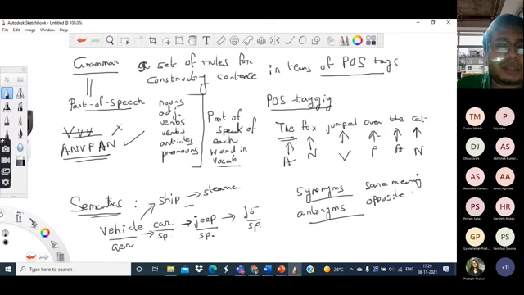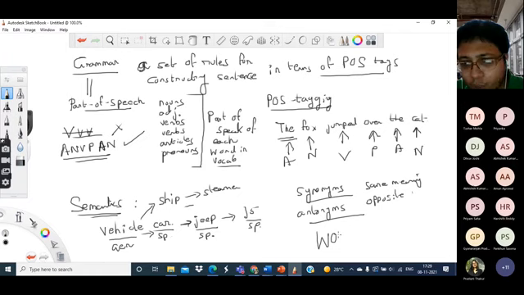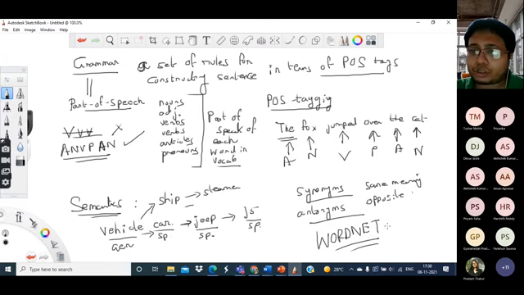Now these various meanings of the different words and their relationships, there is a repository of these different words and their meanings and their associations, and that repository is known as WordNet. It's an online repository. This WordNet is a very important tool for most of the NLP related problems. So we will see this WordNet.